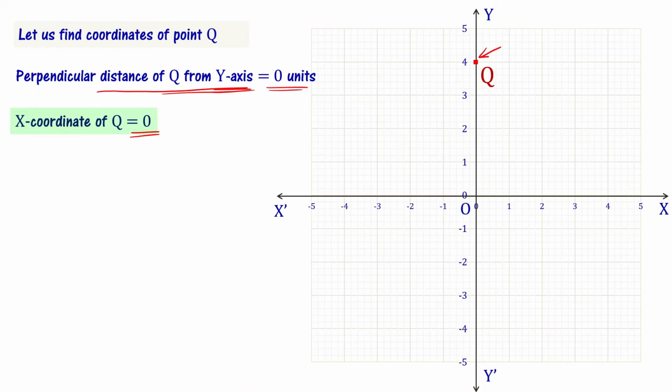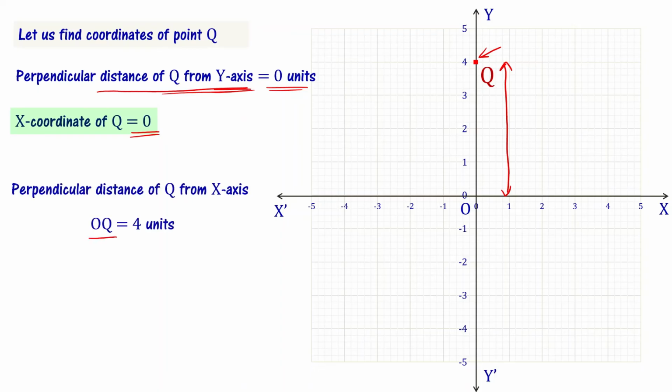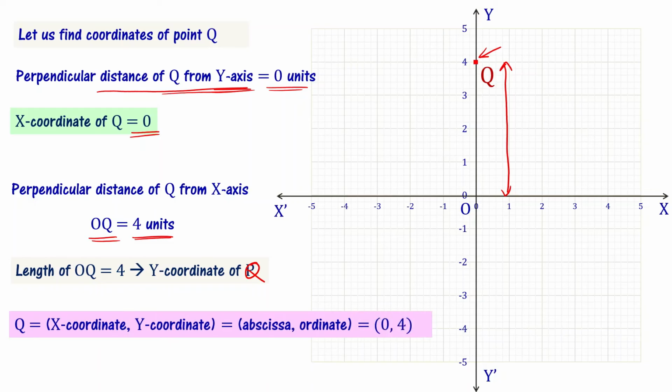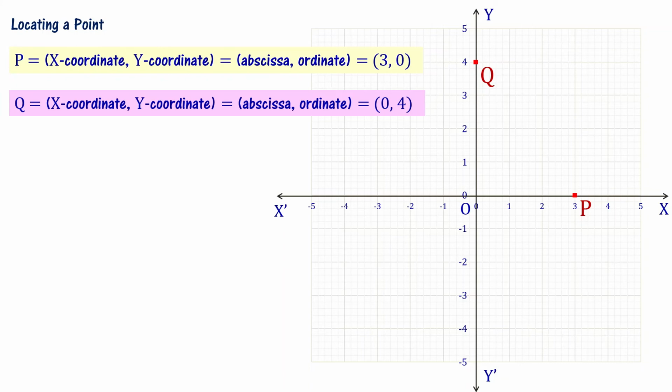Now what is the perpendicular distance of Q from x-axis? 4 units, right? So the length of OQ is 4 units, and since it is in positive direction, we can say that y coordinate of Q is 4 units. Now write the coordinates of Q: x coordinate comma y coordinate is 0 comma 4. Understood? Now we have seen that P coordinates are 3 comma 0 and Q coordinates are 0 comma 4.